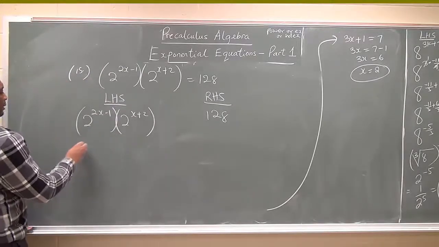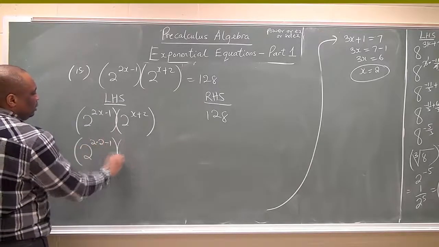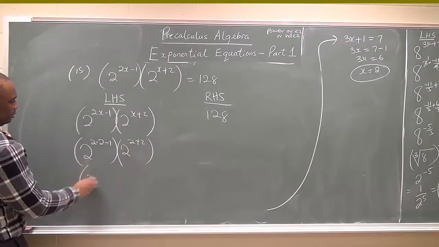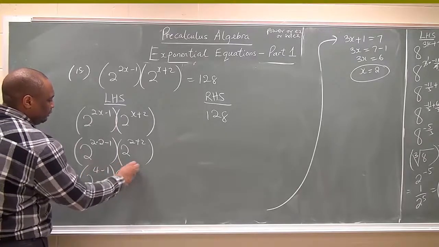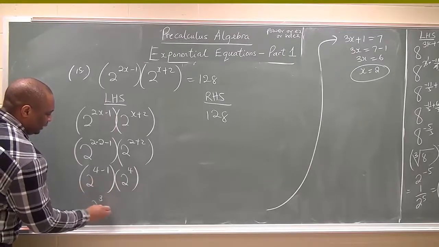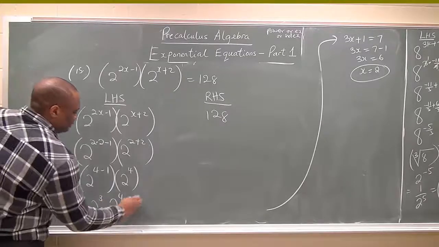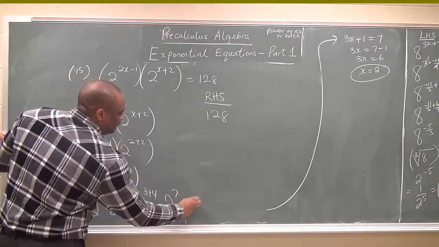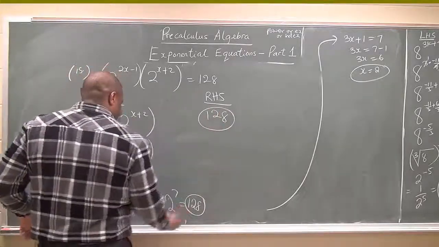Okay. So let's substitute that. This will be 2 exponent 2 times 2 minus 1, then 2 exponent 2 plus 2. So 2 times 2 is what? 4, minus 1. 2 plus 2 is what? 4. So this will be 2 exponent 3, times 2 exponent 4. Right? And that is 2 exponent 3 plus 4, and that is 2 exponent 7, and that is 128. 128 on your left, 128 on your right.